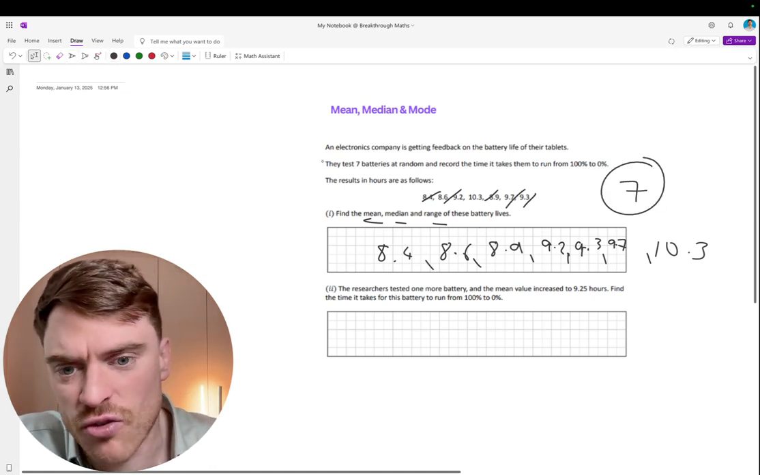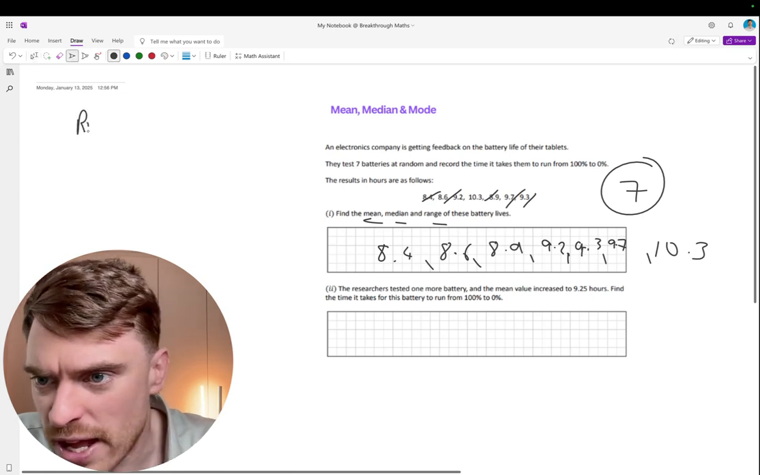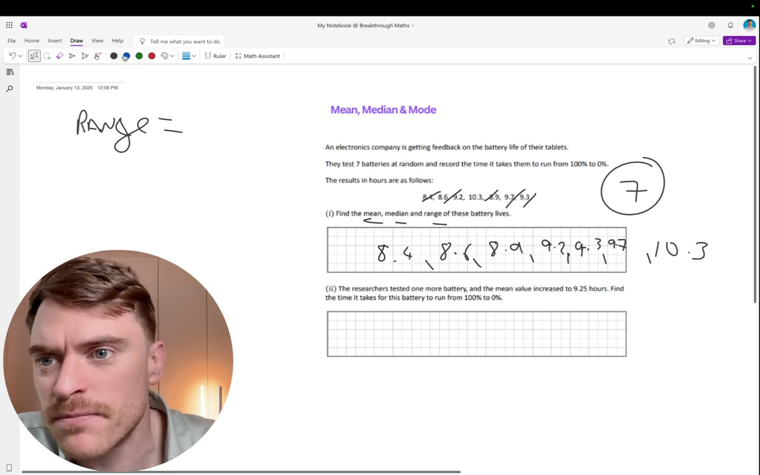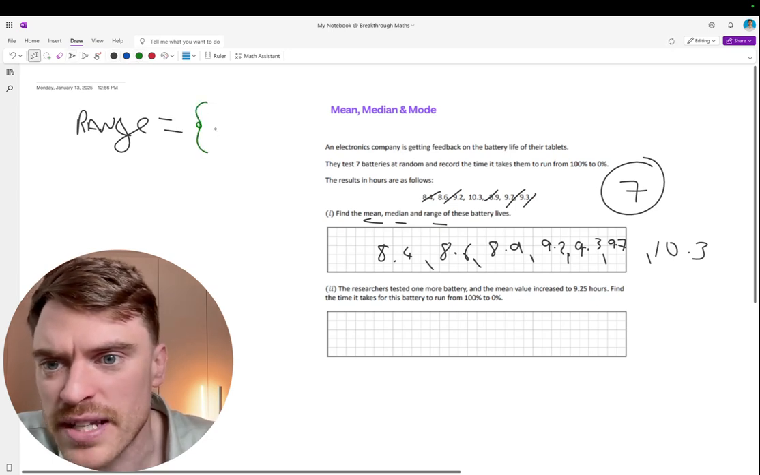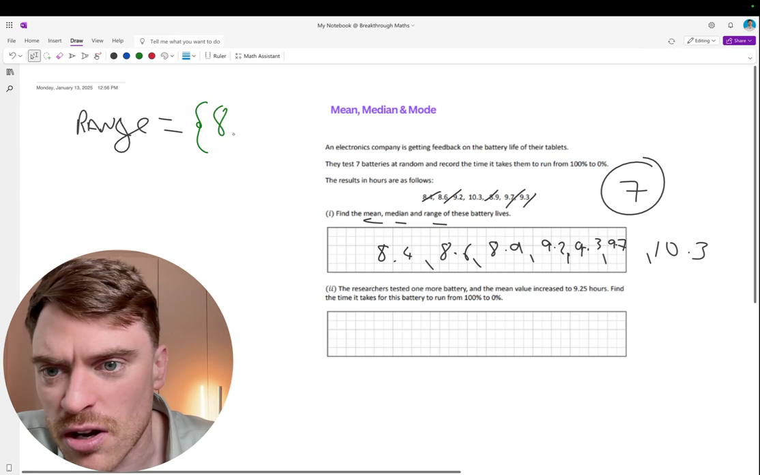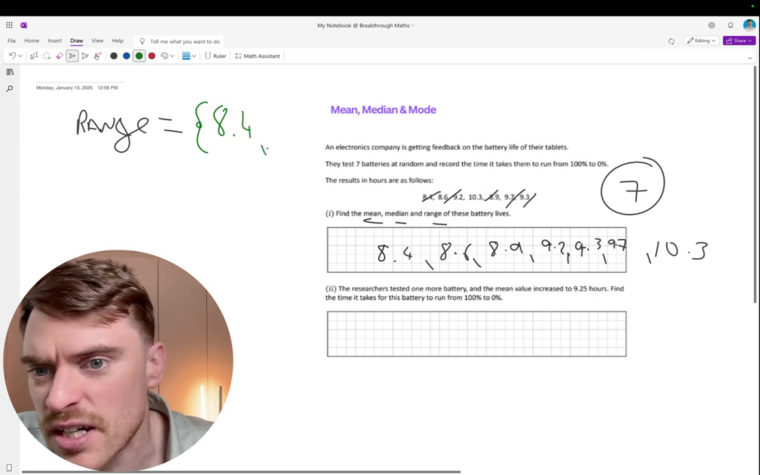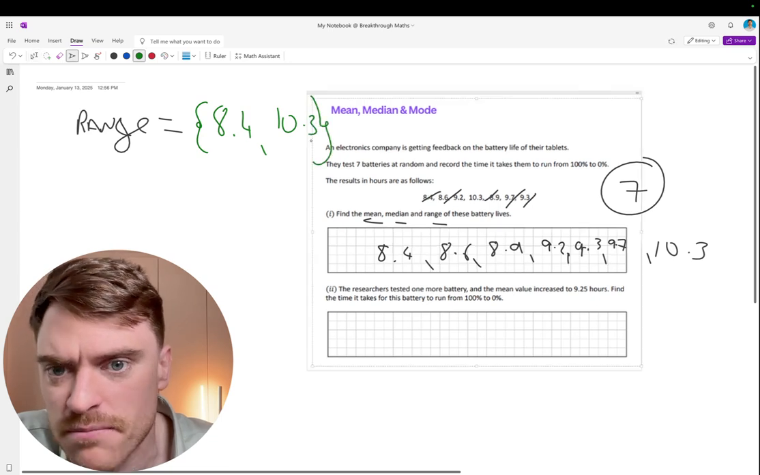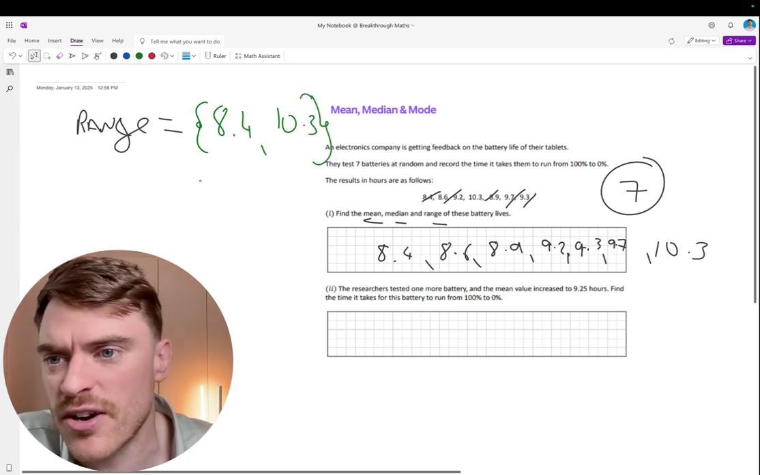Now, what's the range? The range is from the bottom to the top. So the range goes from, what's the bottom? You can do it like this: 8.4 to 10.3. That's okay. You can leave it like that. That's the range.